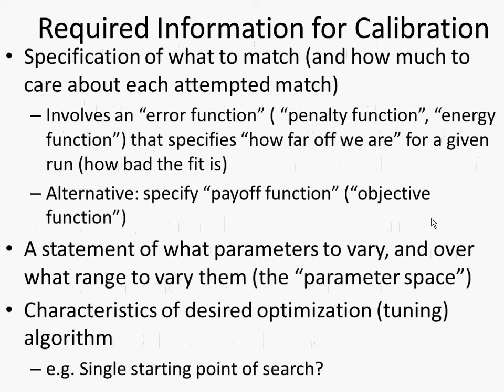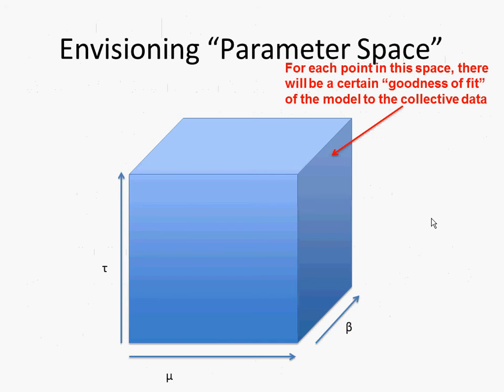We need a statement of what parameters to vary and over what ranges to vary them. We may be interested in some characteristics of the optimization algorithm. For example, we're starting from a single point. So here we're exploring the space. I showed this slide last time. We're exploring the space, trying to find values of mu, tau, and beta that best accord with our historic data.